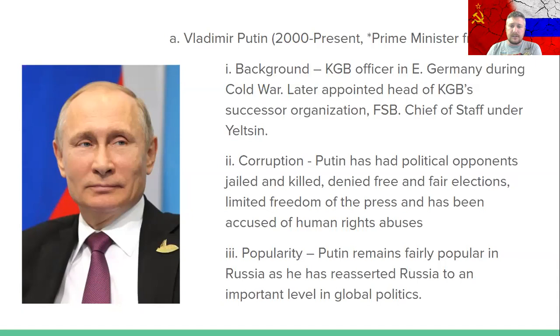The corruption side of this, Putin has had people killed, assassinated, and he has stopped free elections from taking place. We're going to talk about one of those elections in Crimea here soon. Freedom of the press has been under attack. We know that dissidents have been jailed and executed for speaking out against Putin. We know artists have been persecuted for depictions of Putin that are not positive. A lot of human rights abuses.